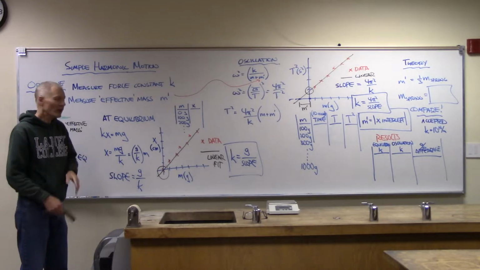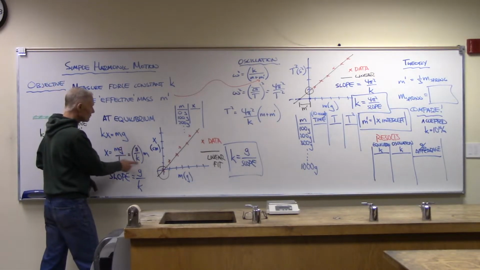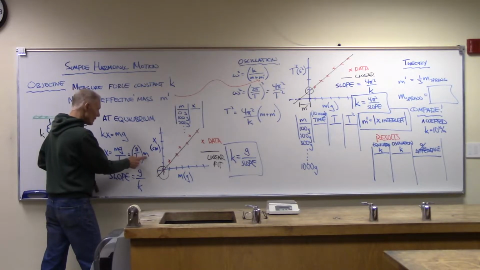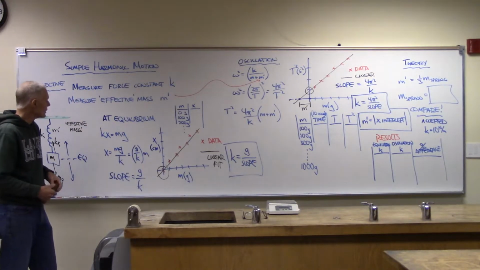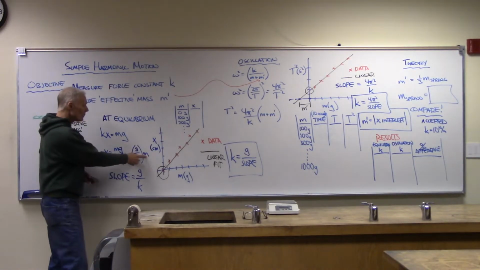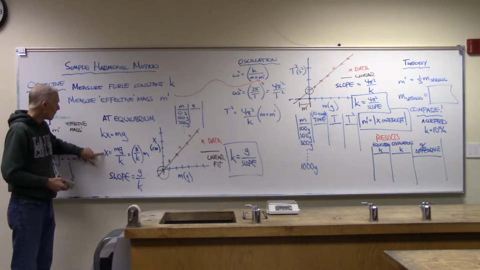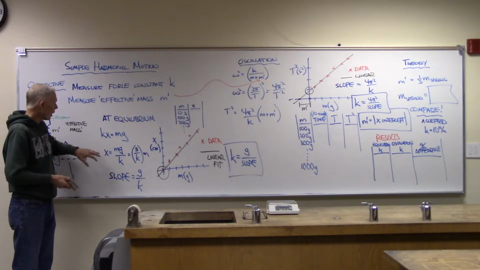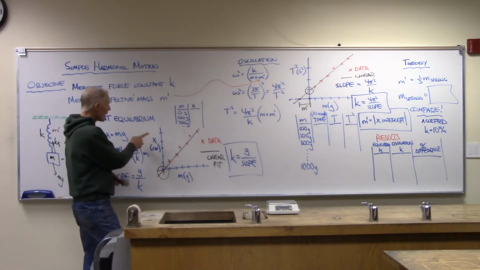Now, one way we could write that equation is to say x is equal to g divided by k times m. And the form of that formula suggests that we could collect a bunch of data where m gets larger and larger, and then we could measure or write down all of those x values, and we could graph it. So what we're going to do is graph x versus m.